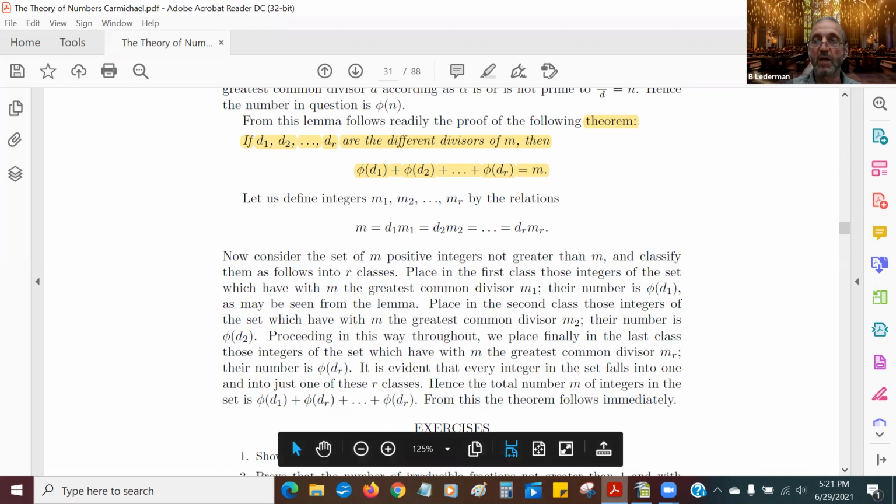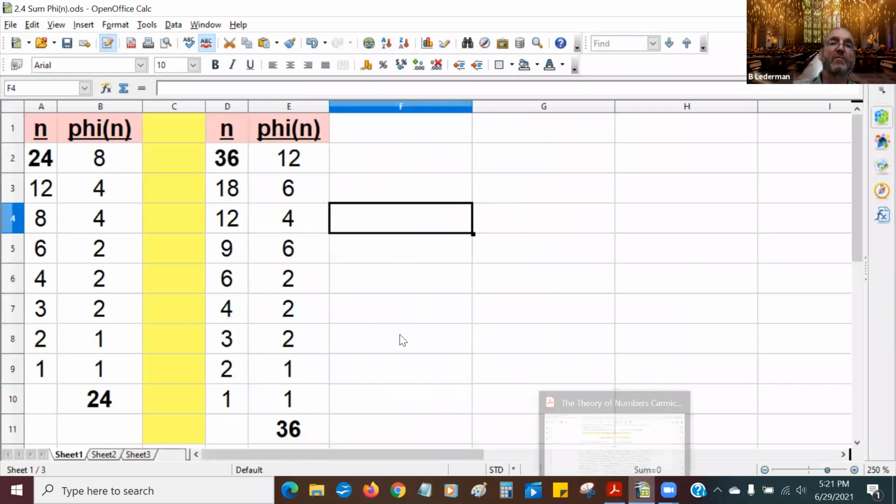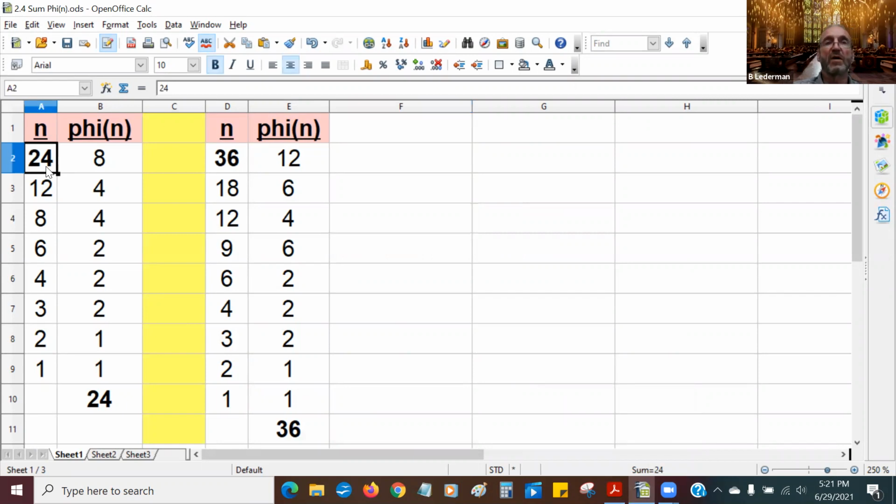And I want to show you just an example of how to figure this out. Let's say I take my number N as my big number. I should say M actually.